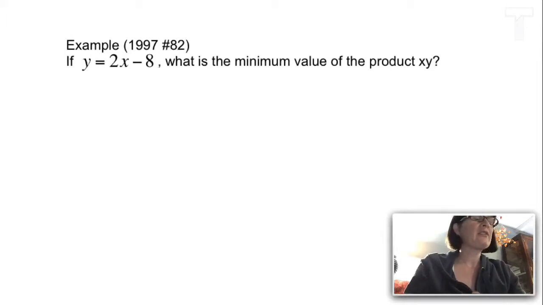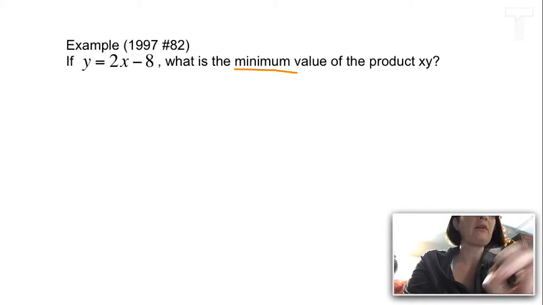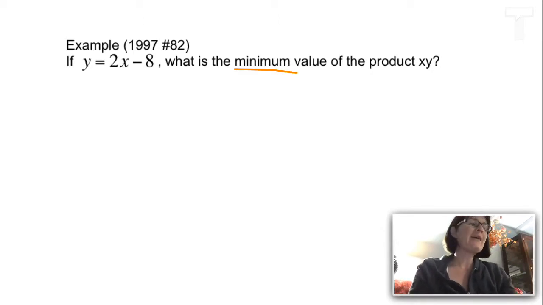Here's an example. It's the first example of a kind of a wrinkle we might run into. So I'm going to use those same 7 steps. This is an optimization problem. We can tell because we see this word minimum. So again, they're not very subtle. If y is 2x minus 8, what is the minimum value of the product xy?